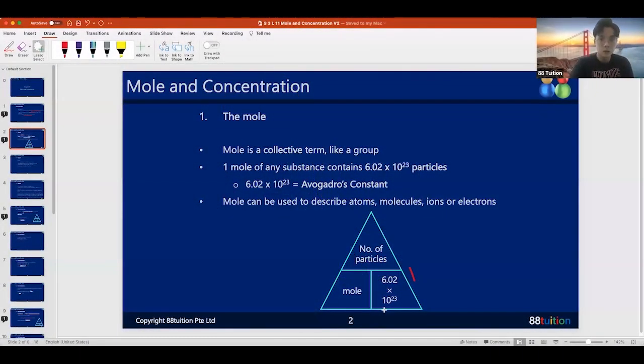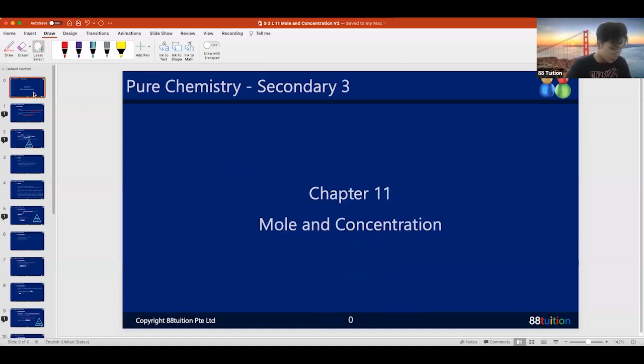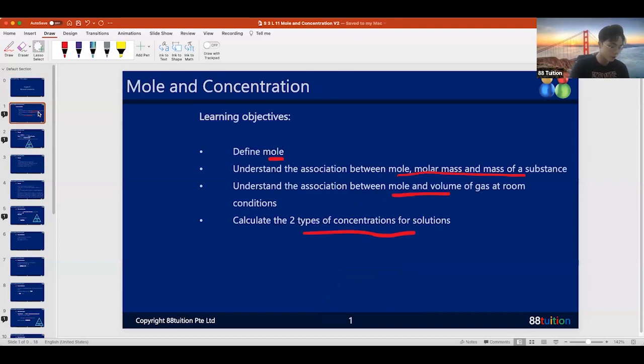Hello. All right. So, welcome to chapter 11 of mole concept and stoichiometry. This is a continuation from last lesson when we learned about atomic mass, molecular mass, and isotopes.